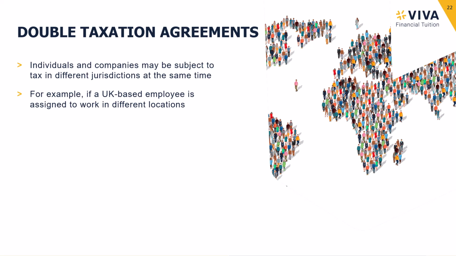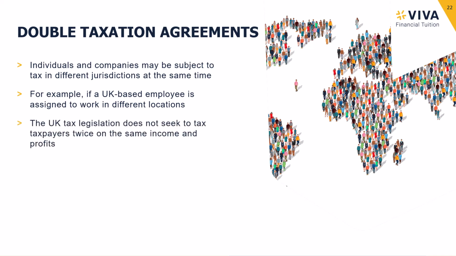So for example, we may have a UK-based employee that is required to work in different locations during the tax year. And if that happens, it's quite possible they will be subject to UK taxation, but also be subject to taxation in those other locations as well.